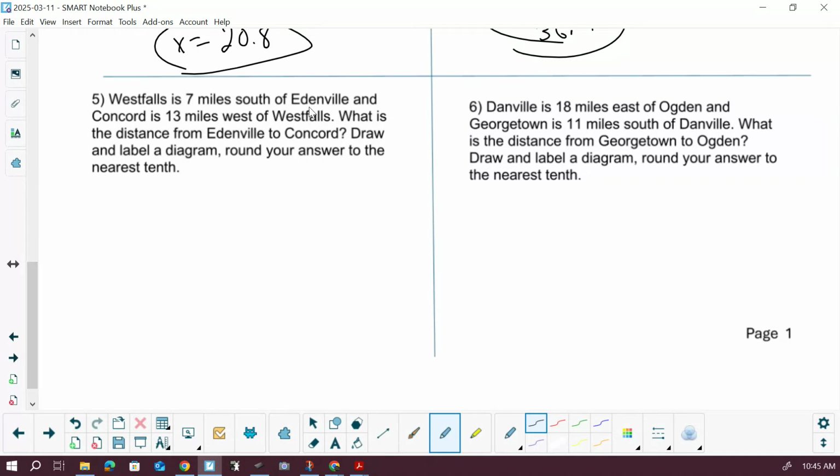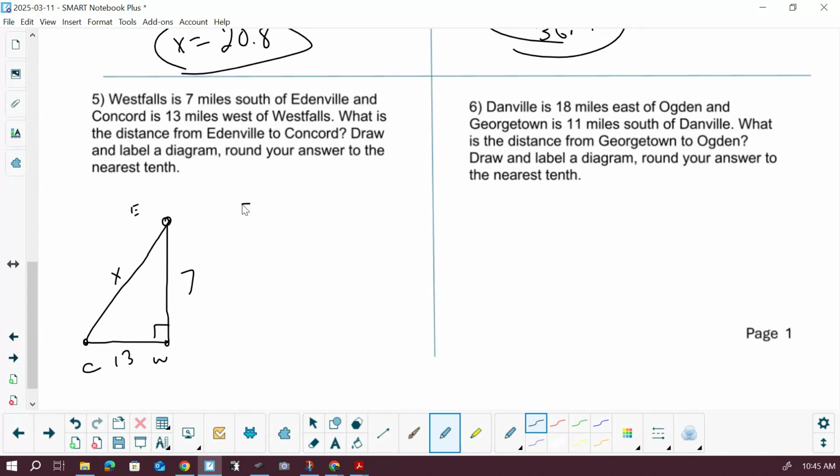West Falls is 7 miles south of Edenville. So here's West Falls. It's 7 miles south, south is down, of Edenville. And Concord is 13 miles west of West Falls. East would be this way, west would be this way. Concord is 13 miles west. What's the distance from Edenville to Concord? So it's 7 miles south, 13 miles west. I didn't draw that very good.